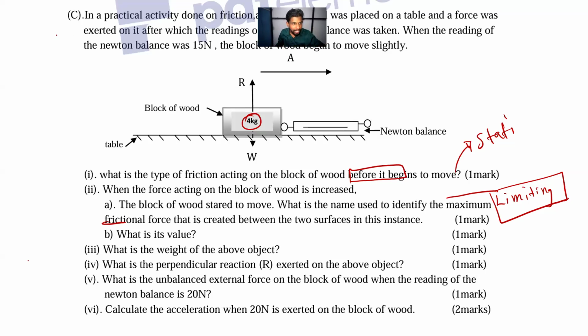And Pulahal, here we didn't read this one, right? In that question, they have clearly mentioned when the object starts to move slightly. So when the object starts to move, the Newton balance shows 15 Newton. That means when I apply 15 Newton, the object just starts to move. I said that limiting frictional force means frictional force that acts on the object when the object just begins to move. So that is 15 Newton. So we can say 15 Newton.